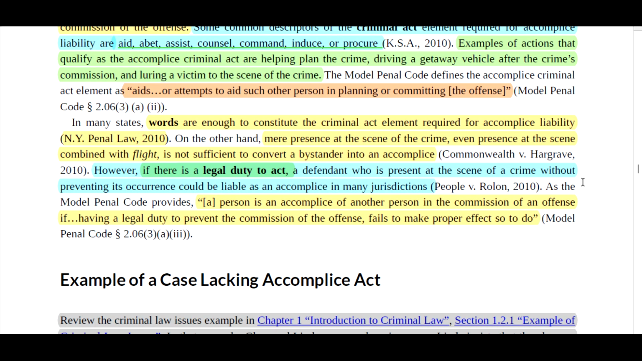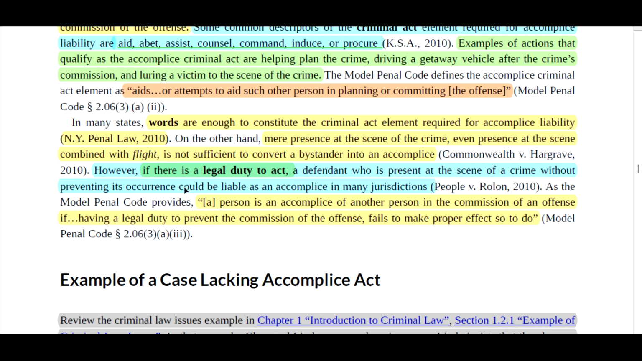Anyway, the Model Penal Code also says in relation to this that a person is an accomplice of another person in the commission of an offense if, having a legal duty to prevent the commission of the offense, he fails to make proper effort so to do.